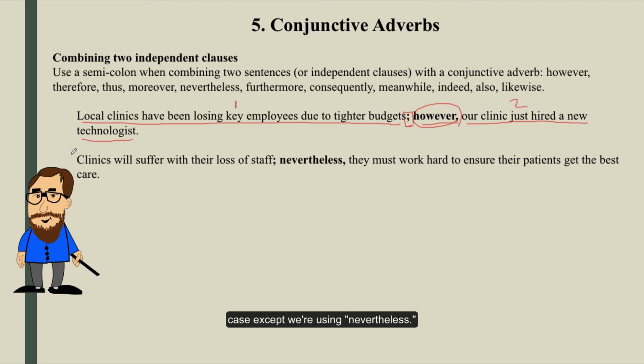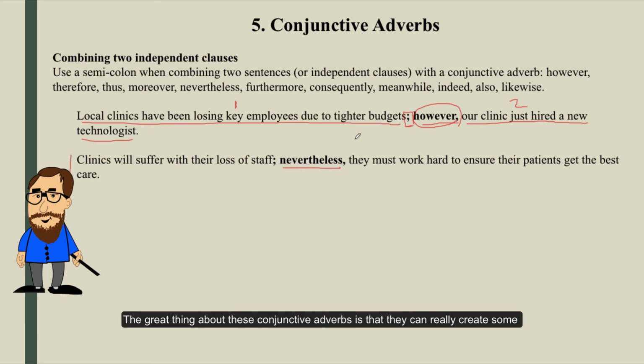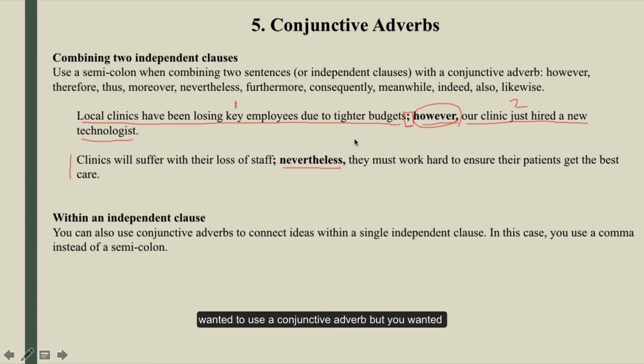Same goes for this case, except we're using nevertheless. The great thing about these conjunctive adverbs is they can really create some meaningful and complex sentences with their usage. Now, if you wanted to use a conjunctive adverb, but you wanted to use it not to combine two sentences or independent clauses together, but in order to do something else, you wouldn't need to use a semicolon. You would just need to use a comma.